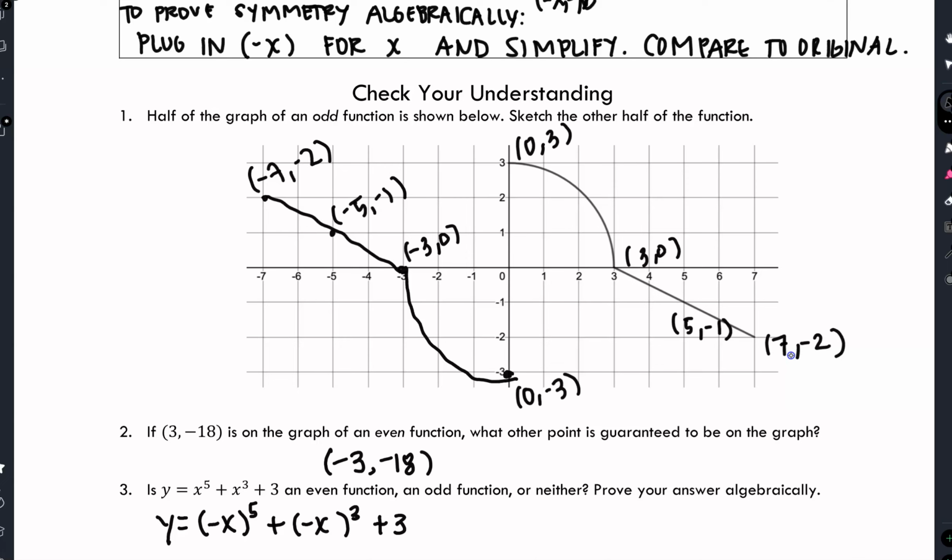All right. If 3, negative 18 is on the graph of an even function, what other point is guaranteed to be on the graph? So if it's on an even function, that means if I plug in a negative 3, I would get a negative 18.